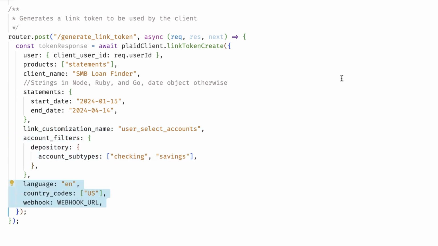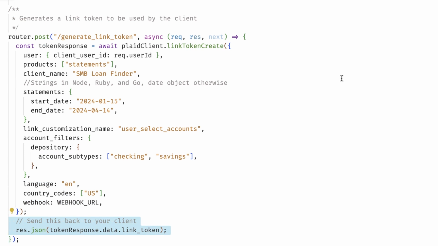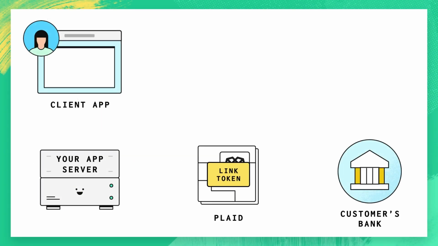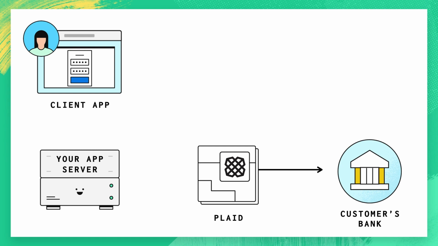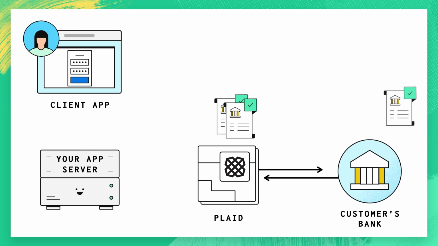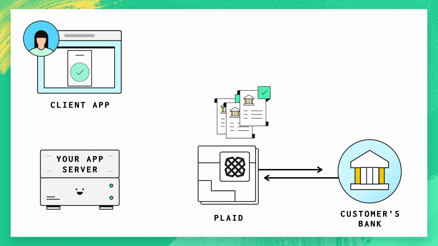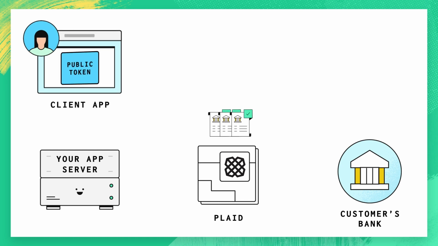At this point, you'll get back a link token and you can complete the usual link process. Send the token back to your client, which your client will use to open link. Once your user has signed into their bank and granted access to your application, Plaid will go ahead and fetch all the bank statements that you specified. Plaid won't close link until this process is complete, which means you know the product will be ready when you first call it. Once this is done, you'll get back a public token, which you can exchange like usual for an access token.